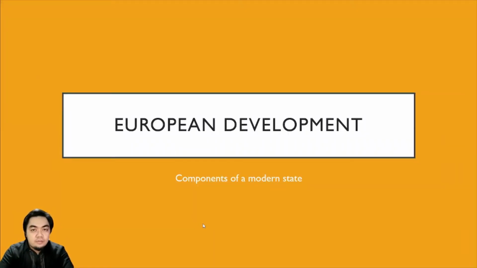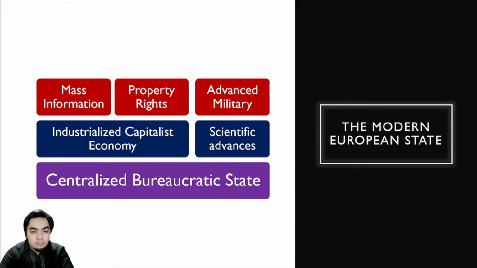Alright, first topic would be European development. The modern European state, as we know it today, has many components, but primarily, I think we should discuss first the way that Europeans transformed their respective medieval kingdoms into centralized states. So we first have the basis for the modern European state, and that is the creation of centralized bureaucratic states that eventually replaced the rather patrimonial system of government found in feudalism.